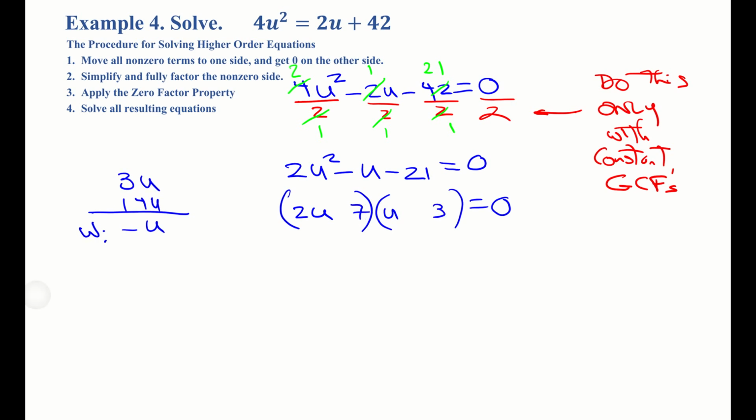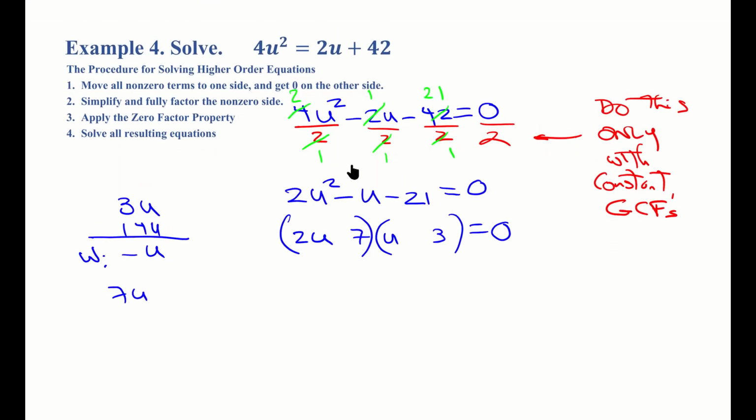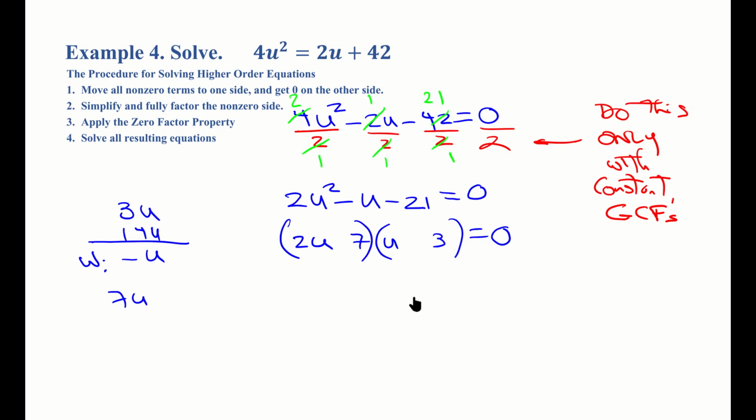So now the inner product is 7u. The outer product is 6u. Now, can I combine those to get negative u? This time, of course, it is possible to get what we want, which is negative u, from 6 and 7. Of course, we can get it if the 7 is negative and if the 6 is positive.